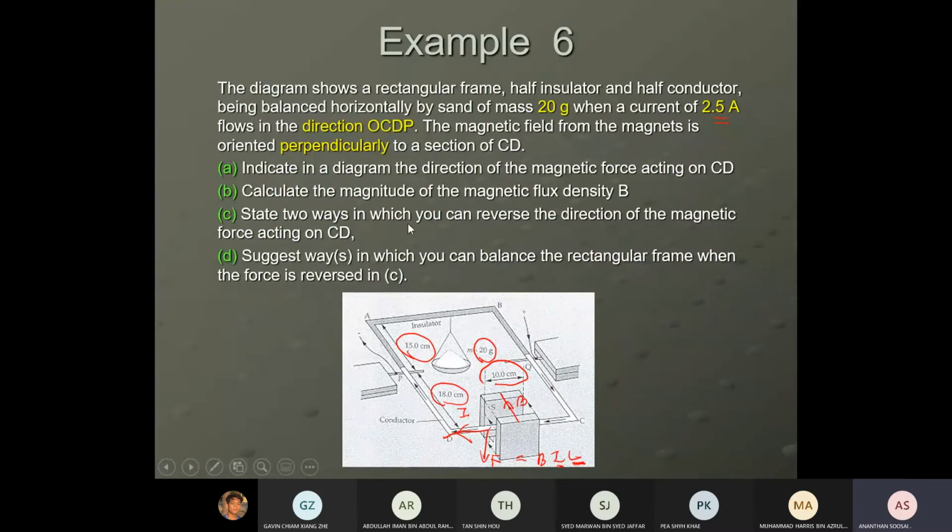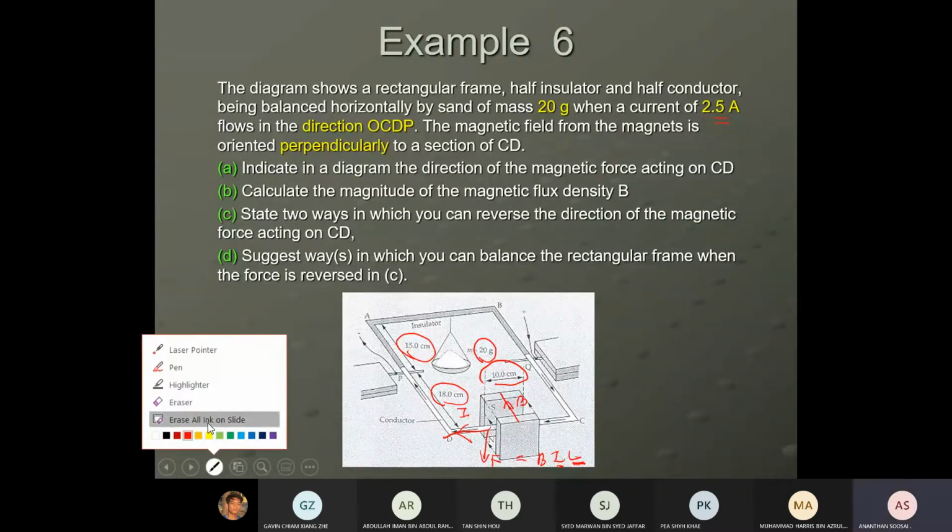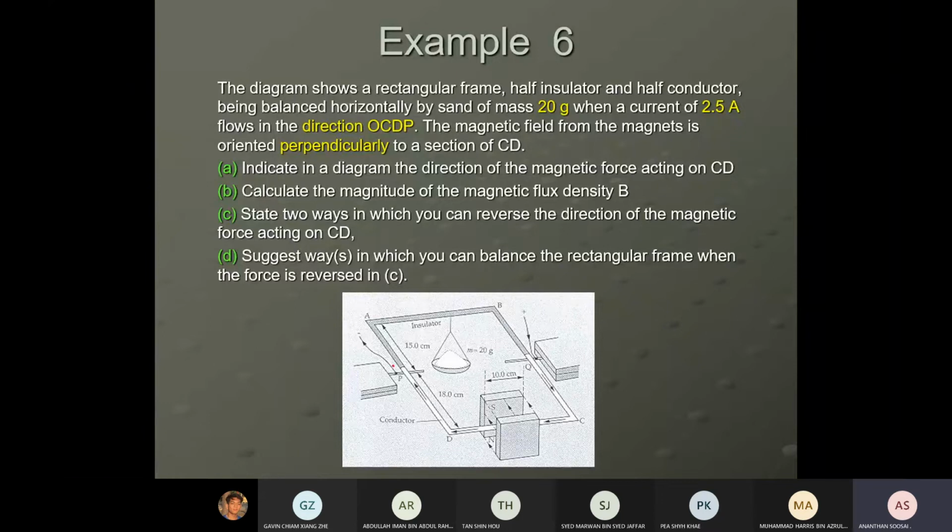State two ways in which the force in the magnetic field can be reversed. Tell me two ways. How do you make the force go upwards? Of course, either you change the direction of the current flow or change the direction of the magnetic field. Make the current flow from D to C, or reverse the magnetic field. You get the force upwards.